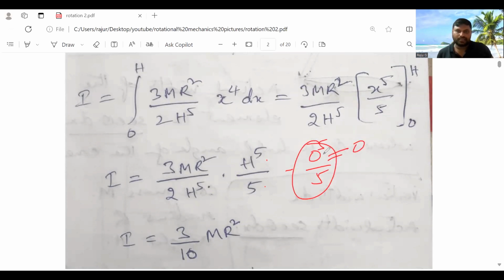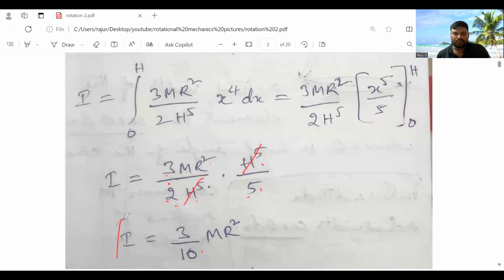So we cannot consider it. Okay. Therefore, the moment of inertia of the solid cone is 3m r square by 2 into h power 5 by 5, h power 5 by h power 5 cancel off, 2 5 times 10, 3 m r square by 10. 3 m r square by 10 is the moment of inertia of the solid cone.